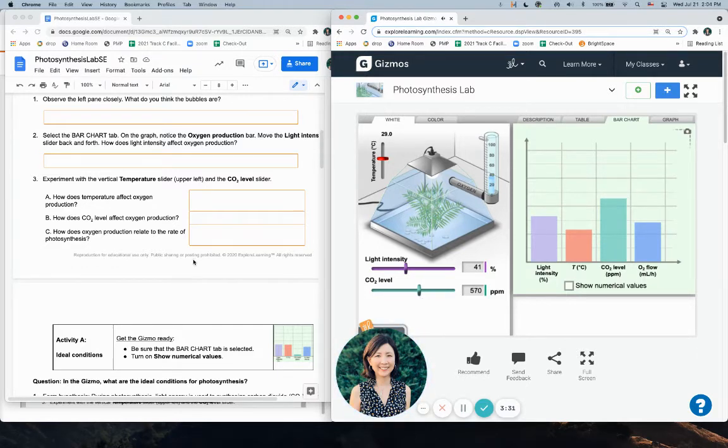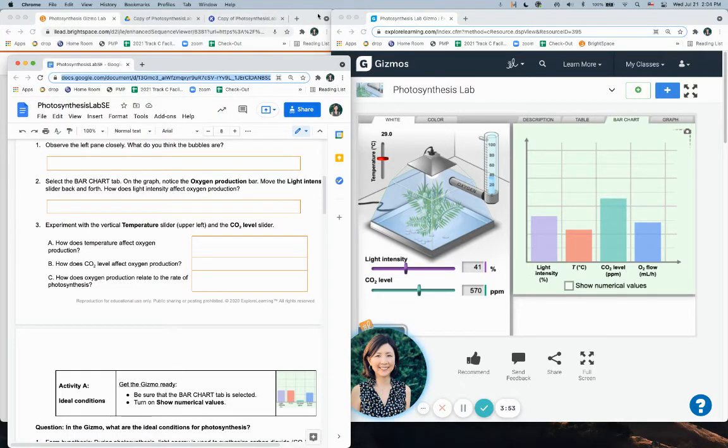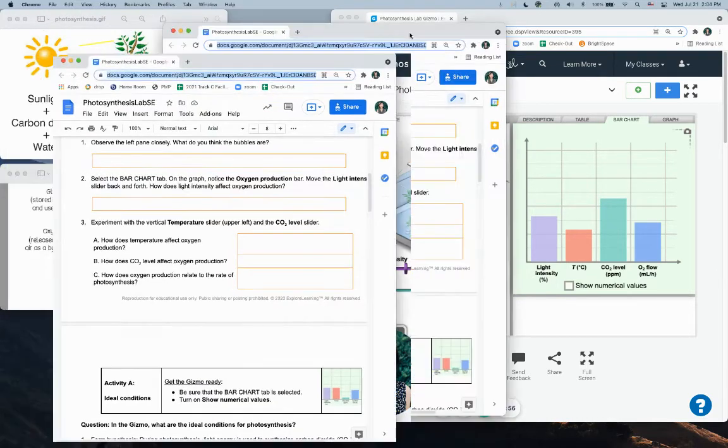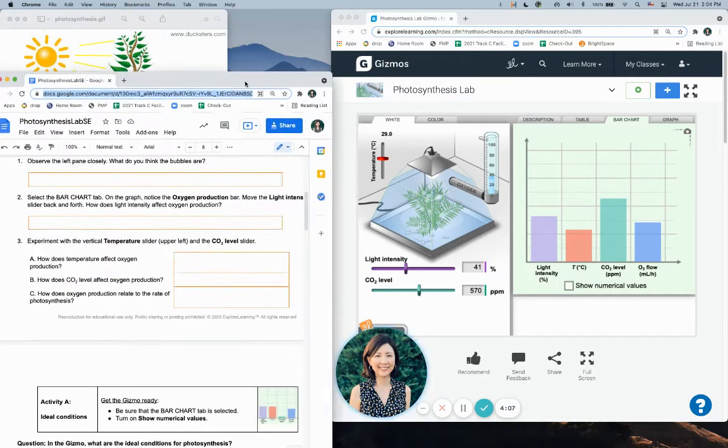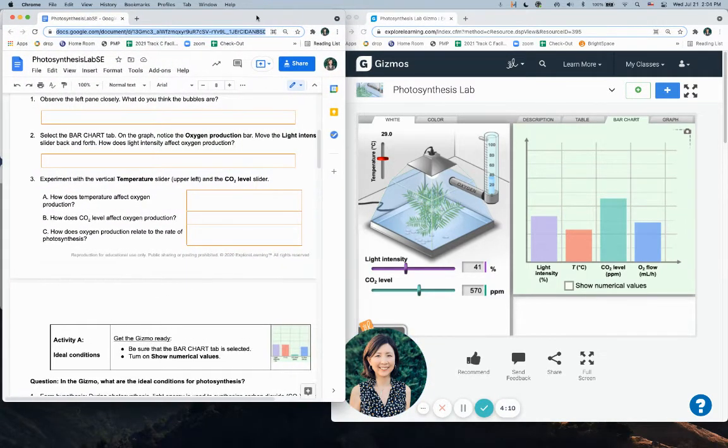And how does oxygen production relate to the rate of photosynthesis? So what do you think, if there's more oxygen being produced, what does that say about how much photosynthesis is happening? And if there's a little bit of oxygen being produced, what does that tell you about the rate of photosynthesis? If you remember our picture, this one. If there's more oxygen being produced, then what do we know about photosynthesis? And if there's less oxygen being produced, what does that tell you about photosynthesis?